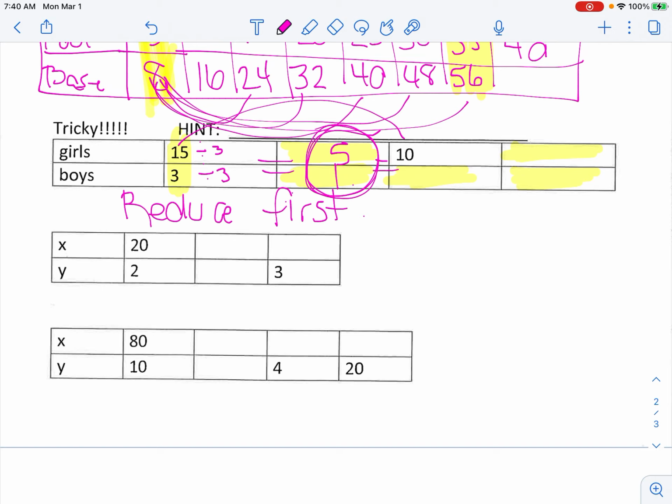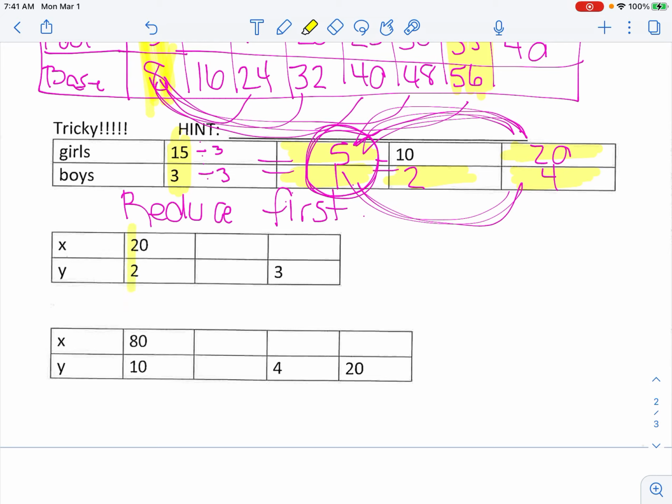5 to 1 is equal to 10 to what? So 5 times 2 and 1 times 2 would be 2. Now, if I went from 15 to 5 to 10, let's see, what if I put a 20 over here? Always go back to the initial ratio. So if I go back to the number 5, 5 times 4 is 20, and 1 times 4 is 4. So if it's ever a tricky one like that, always reduce your ratio to lowest terms first.